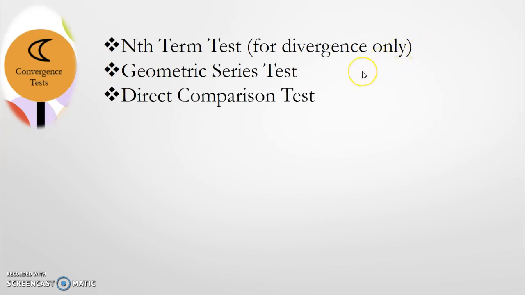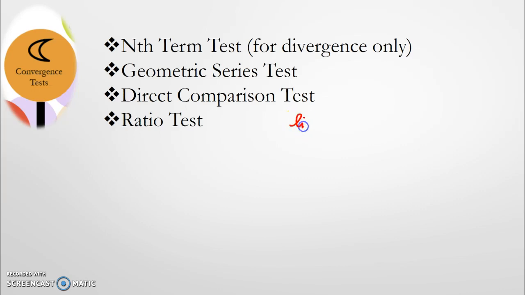We have a direct comparison test. If you can find a series that is larger than your series but converges, then your series converges. If you can find a series that's smaller than your series and diverges, then your series diverges. There's the ratio test, which is a big deal and one that you will use a lot.